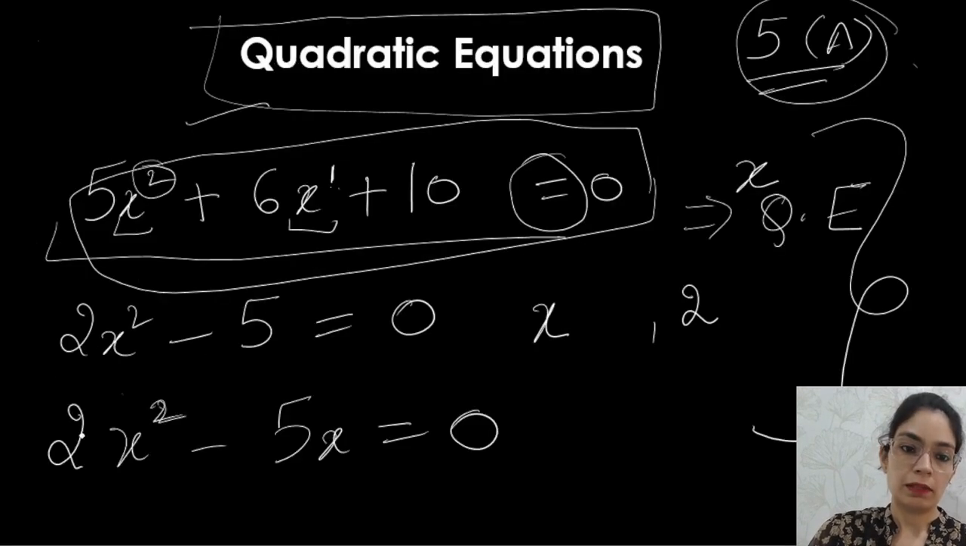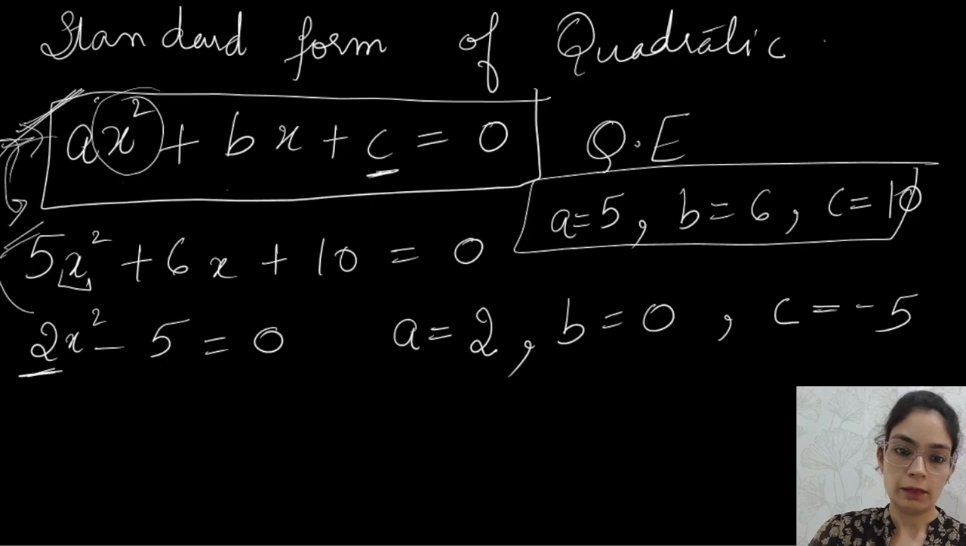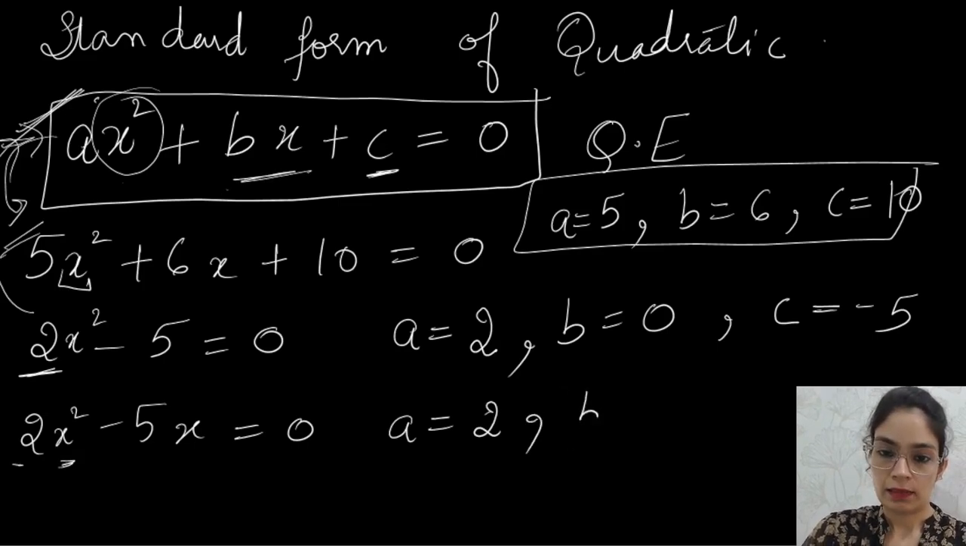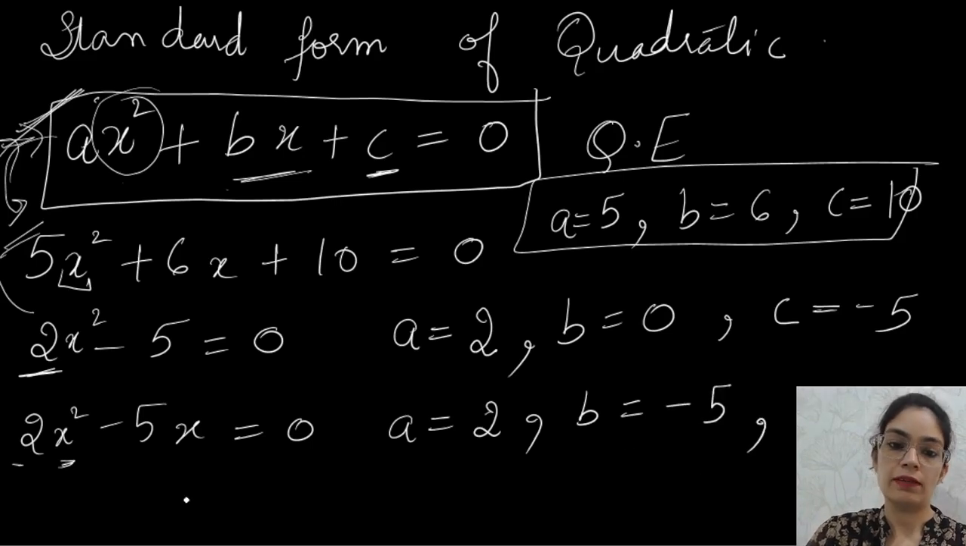Now the last example I gave: 2x square minus 5x equals 0. If we compare this with the standard form, a equals 2. A is the coefficient of x square, and b is the coefficient of x. Here b's value is minus 5, and c is a constant term. Here we don't have any constant term, so c equals 0.